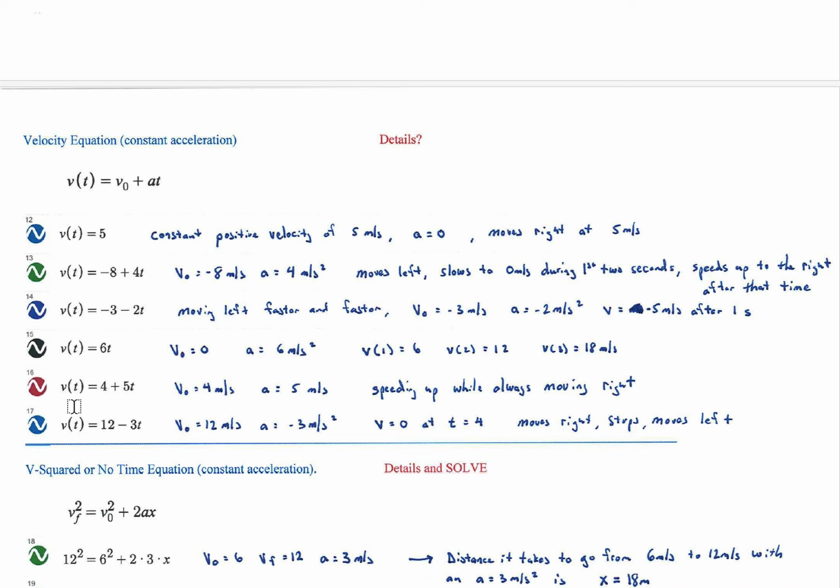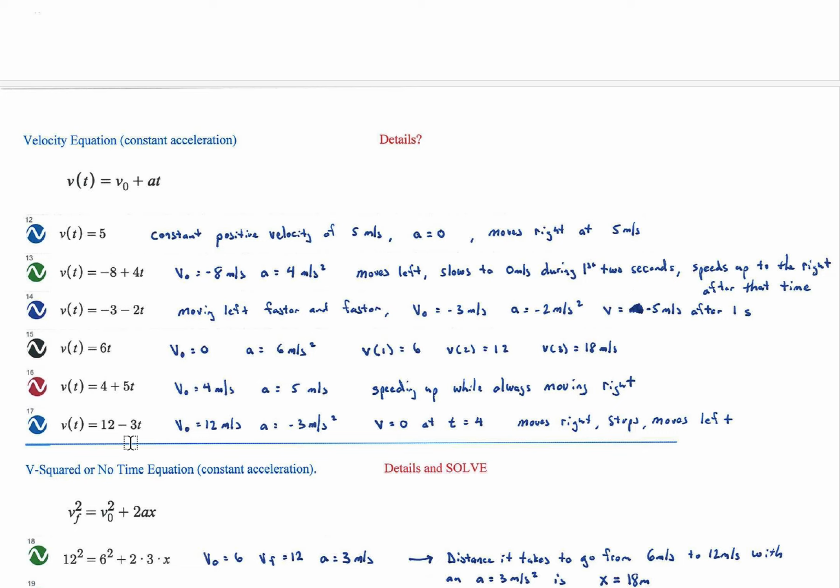16, you have v of t equals 4 plus 5t. This is starting at 4 and then increasing by 5. Again, you're speeding up, moving to the right, and you're increasing your velocity by, oh, there's supposed to be a squared there. Apologize for that. The acceleration is 5 meters per second squared.